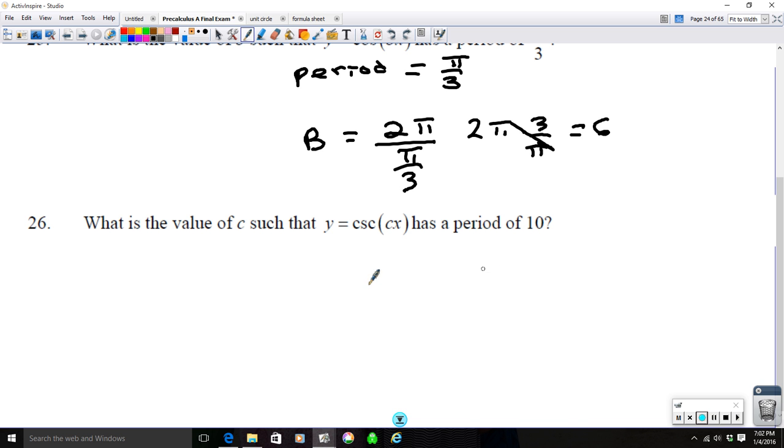26. The value of c such that y equals cosecant of cx has a period of 10. So we know that period equals 10. And for cosecant, c, just using a different letter, it's going to be 2 pi over the period, which is pi over 5.